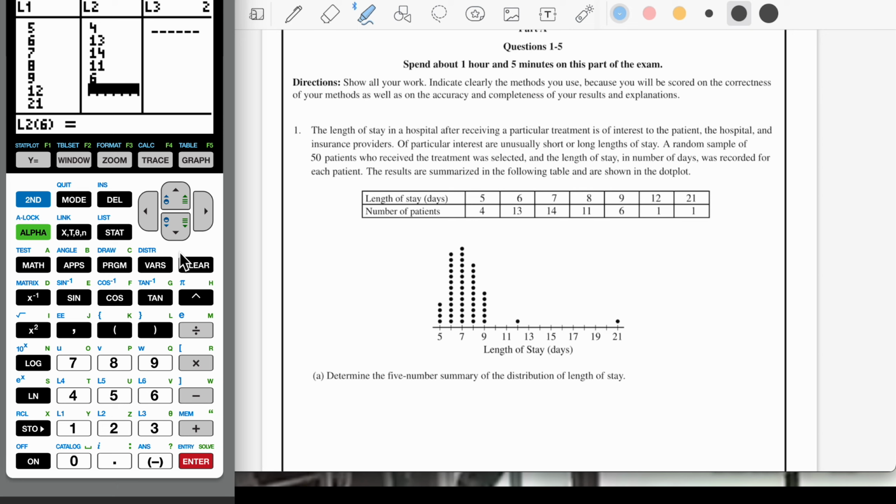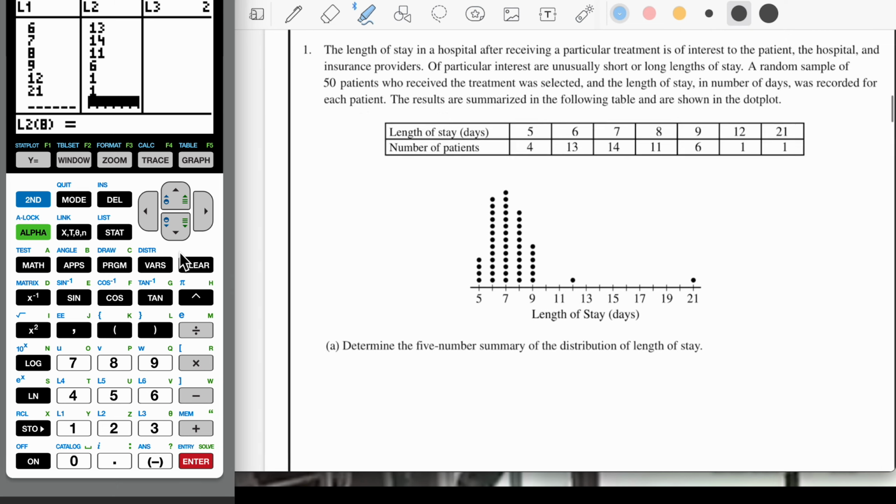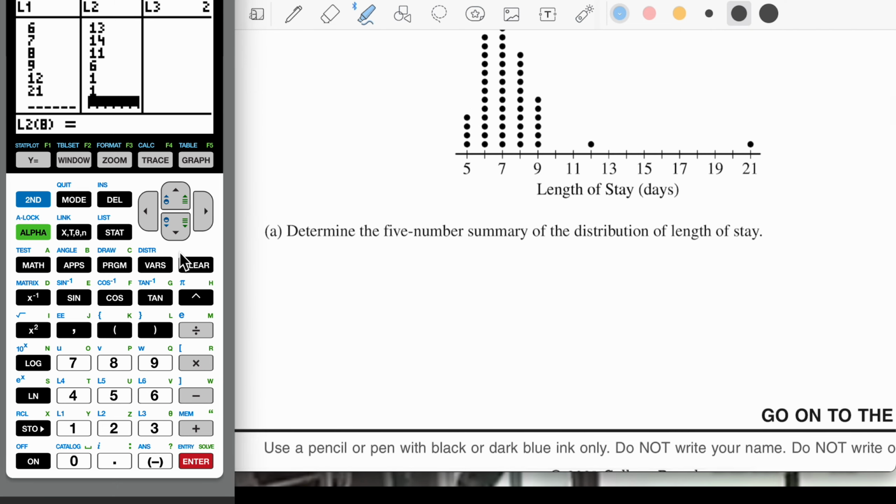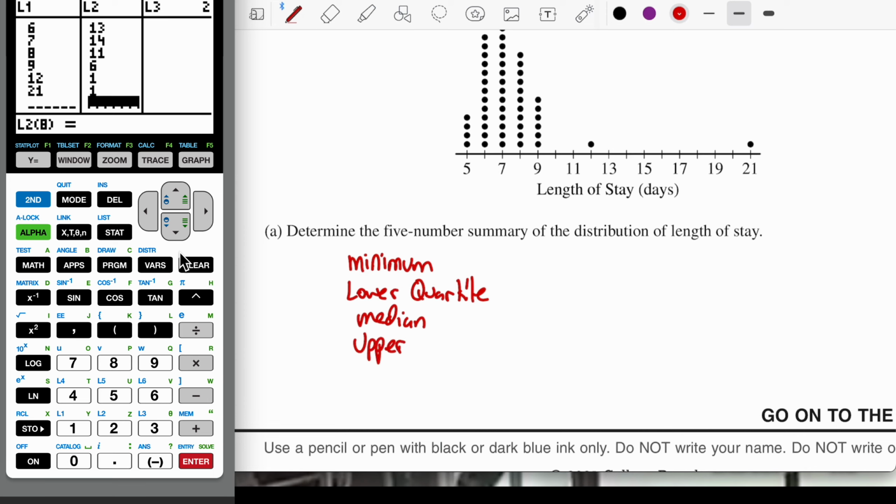So we get our data into the calculator. It's just asking for the 5-number summary. So you don't just want to list 5 numbers. You want to say what those numbers are. So, minimum, lower quartile, median, upper quartile, and maximum.